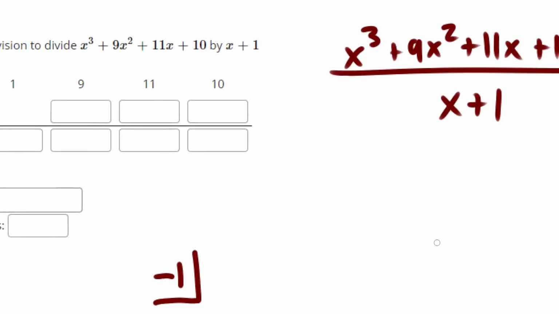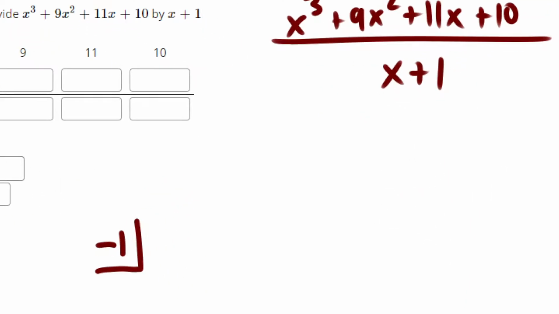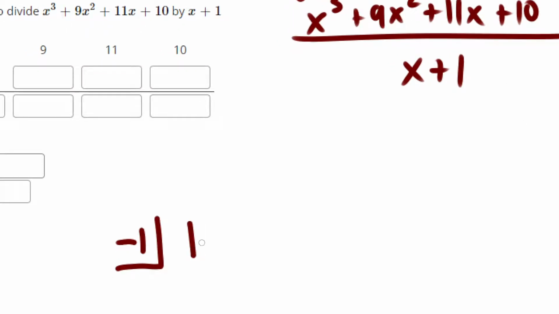Now, the next thing to know for synthetic division is we want to look at each of our coefficients for our variables in descending order. So first we'll have 1, because this is 1x cubed, and then we'll have 9, because this is 9x squared, and then 11, and then 10.